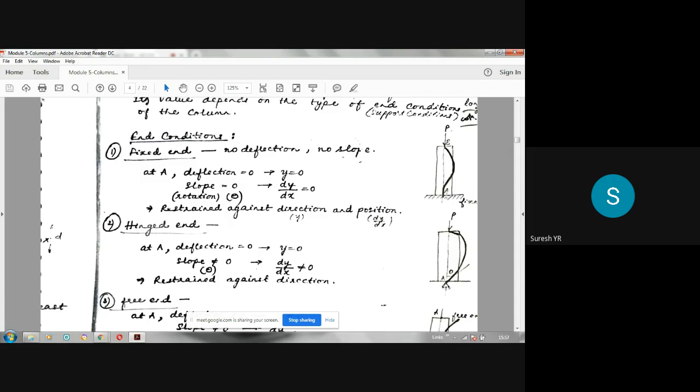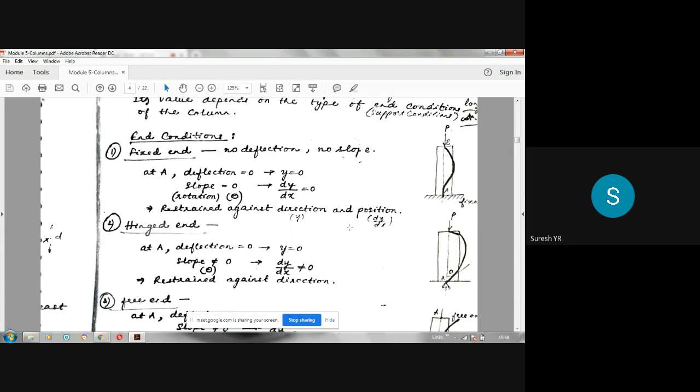So at the fixed end A, slope is zero and deflection is zero, which means there will not be any rotation here. It will take a shape like this, and on this side, depending on the condition, it will buckle. Don't worry about that. So the fixed end will be like this. This is the meaning: deflection y is zero, where y is measured like this and x is measured like this. Rotation zero or slope zero means theta will be zero, dy by dx will be zero.